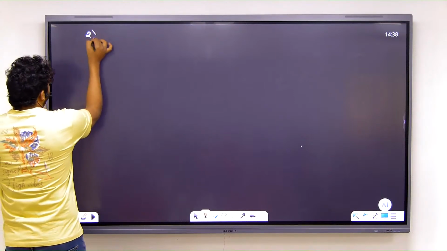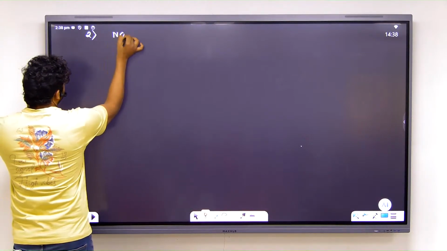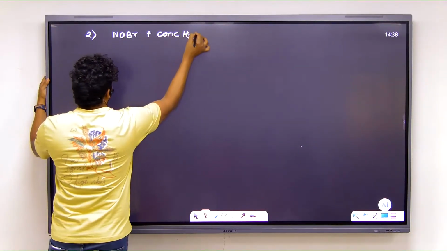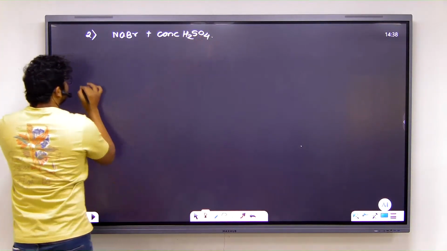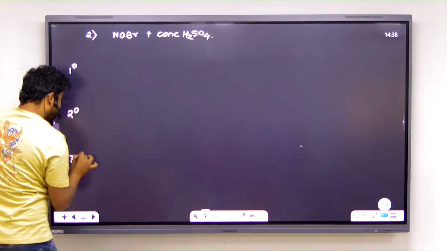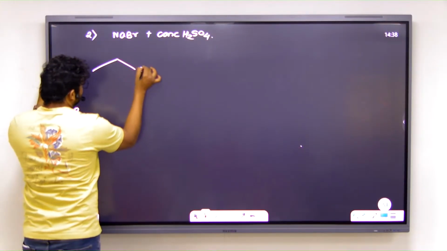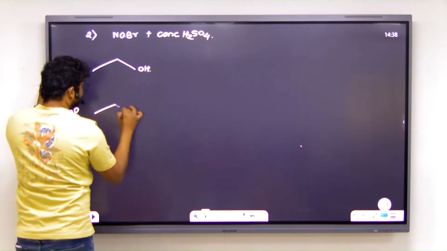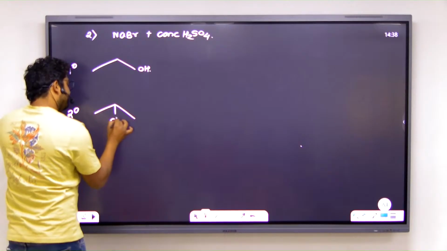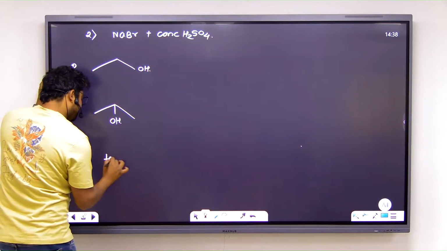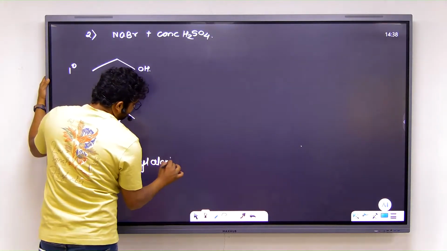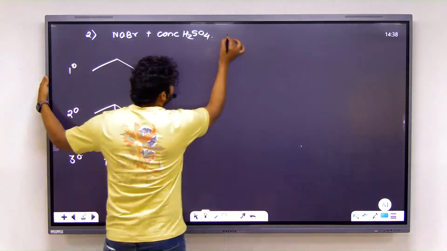The second part we saw was NaBr with concentrated sulfuric acid, right? When you take any type of alcohol, primary, secondary, or tertiary, like a primary alcohol, a secondary alcohol, and here a tertiary butyl alcohol, you must know what this combination will produce.